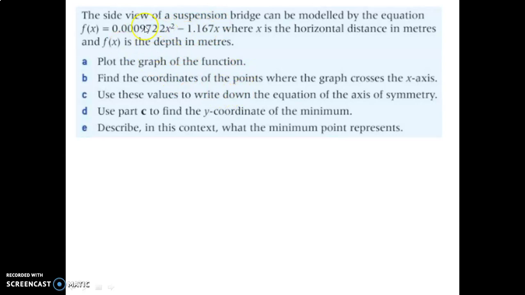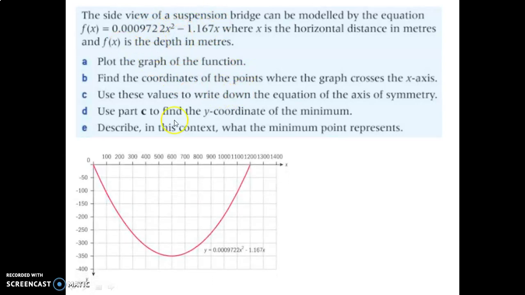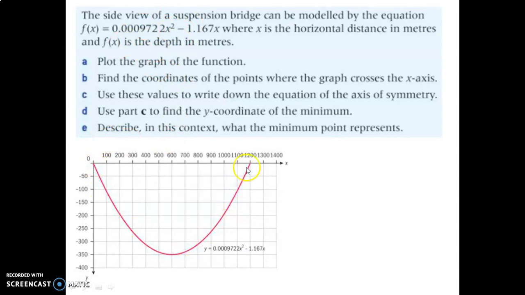So first we're going to plot the graph. Let's see what the graph looks like. So your graph, if you used your calculator, should look something like this. Notice that the parabola goes into the negative y values. I think that's interesting they decided to represent it that way in this problem rather than having it sit above the axis, but that's fine, it's still the right shape.